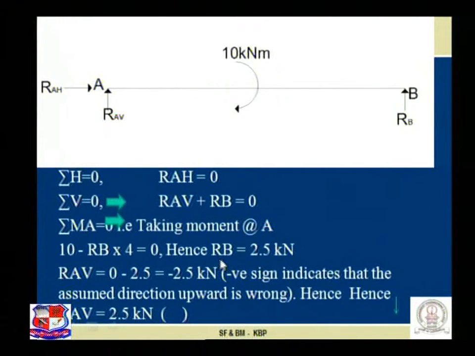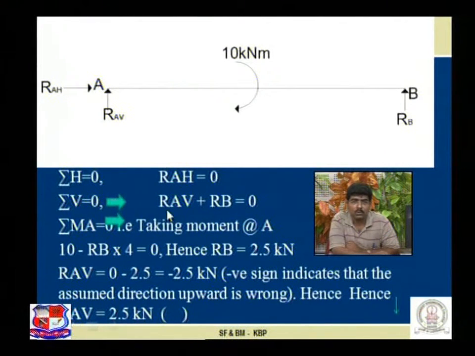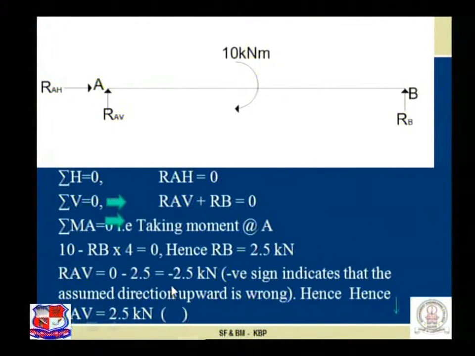So we achieve RB equal to 2.5 kilonewton. Visualize carefully, RB is plus 2.5 kilonewton. Now let us replace the value of RB as 2.5 in this equation, then we achieve RAV plus 2.5 is equal to 0. So we achieve RAV equal to minus 2.5 kilonewton. What is the significance of the minus sign? The minus sign indicates that the assumed direction of RAV, upward, is wrong. We have to take it as downward. Hence RAV is equal to 2.5, but specifically in the downward direction.